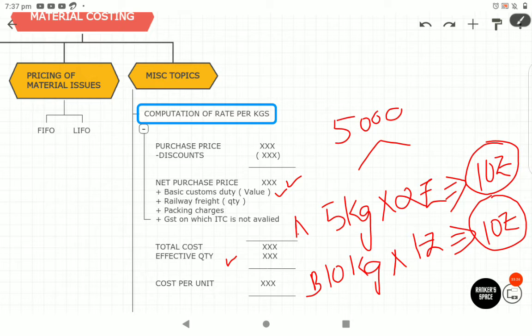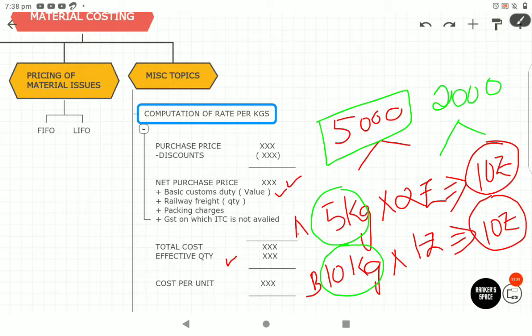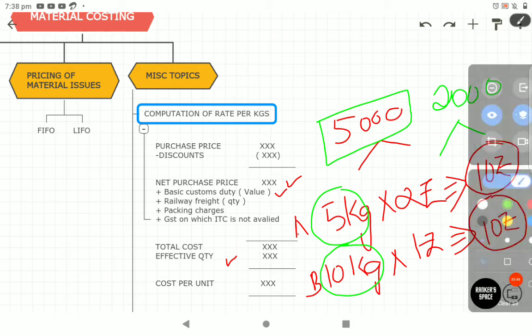That is, you will take 5 is to 10, and you will say, for example, your freight is 2000 rupees. This 2000 rupees you will apportion in 5 is to 10 ratio. This 5000 rupees of customs duty, you will apportion based on 10 is to 10 ratio. Freight you will apportion based on quantity, that is 5 is to 10 ratio. Understood? So that is how it is done.